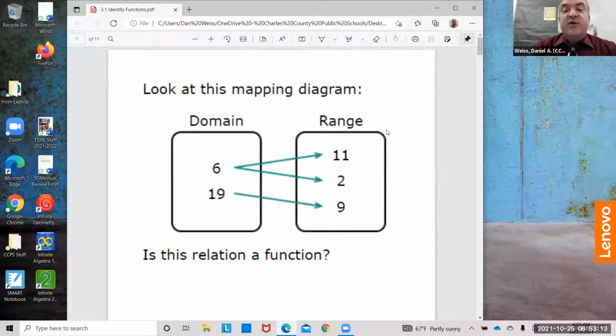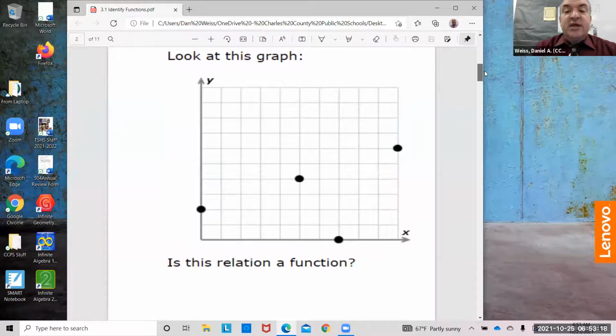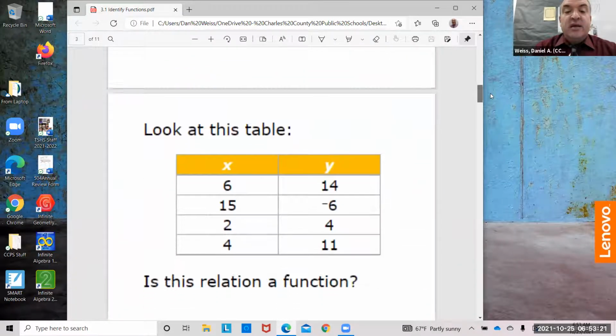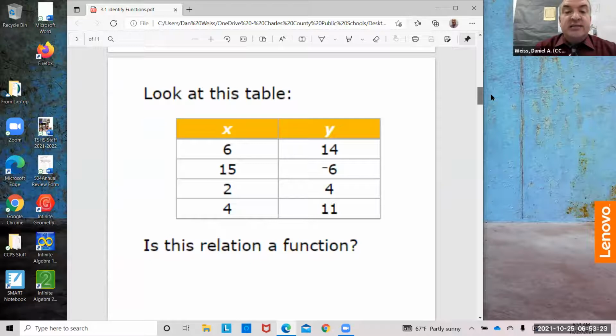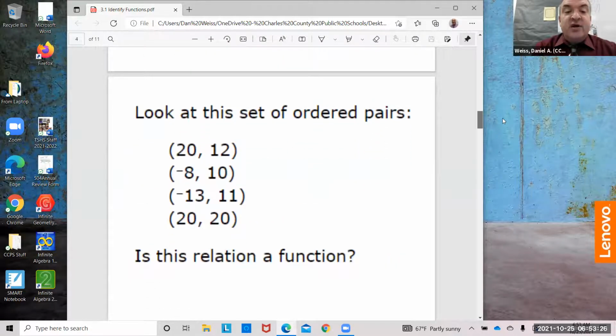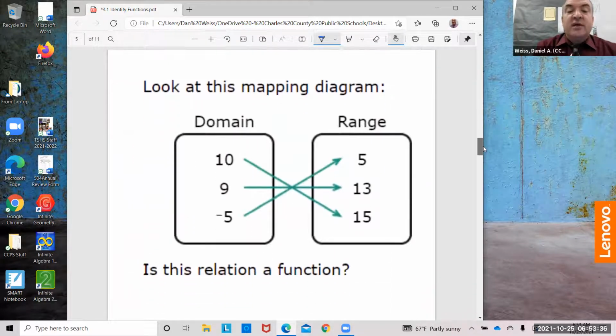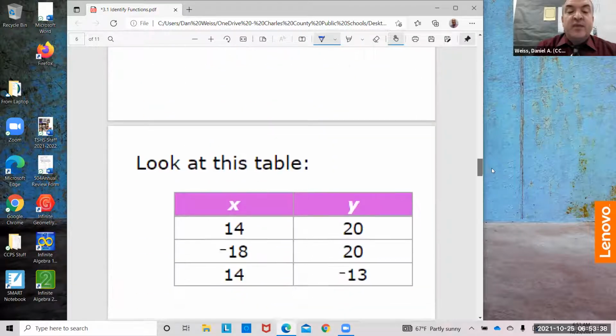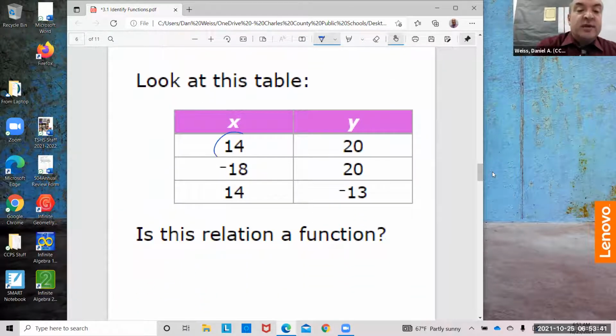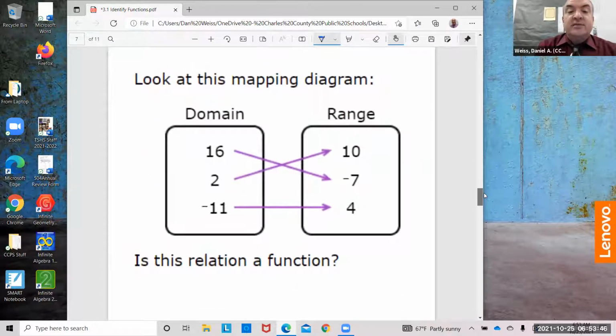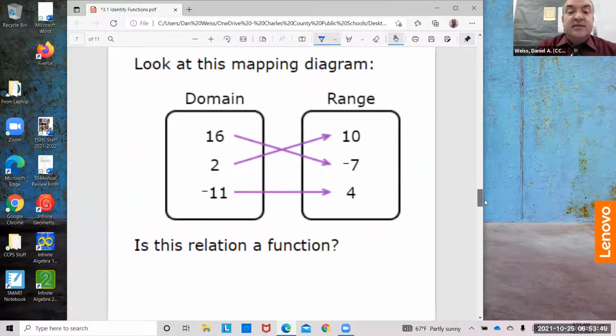One more time. Is this a function? No, the 6 repeats. Is this a function? Yes, x does not repeat. Is this a function? Yes, x does not repeat. Is this a function? No, x repeats. Not a function. Is this a function? Yes, x does not repeat. Is this a function? No, x repeats. Is this a function? Yes, x does not repeat.